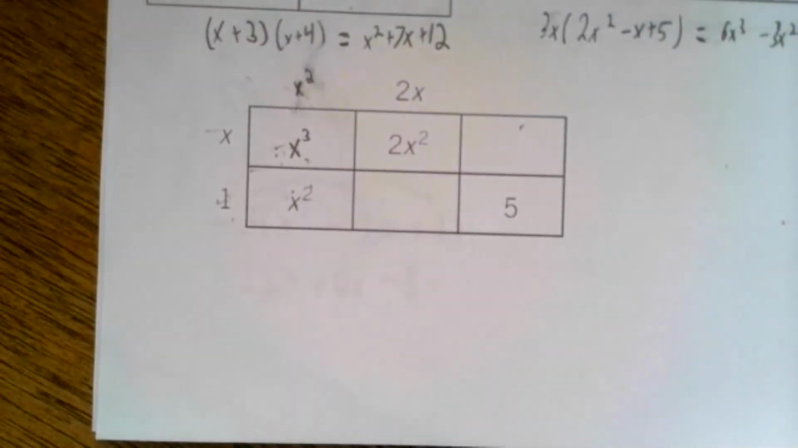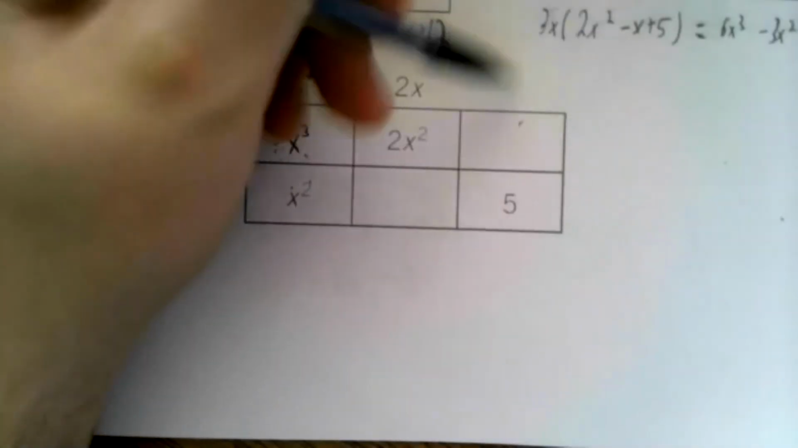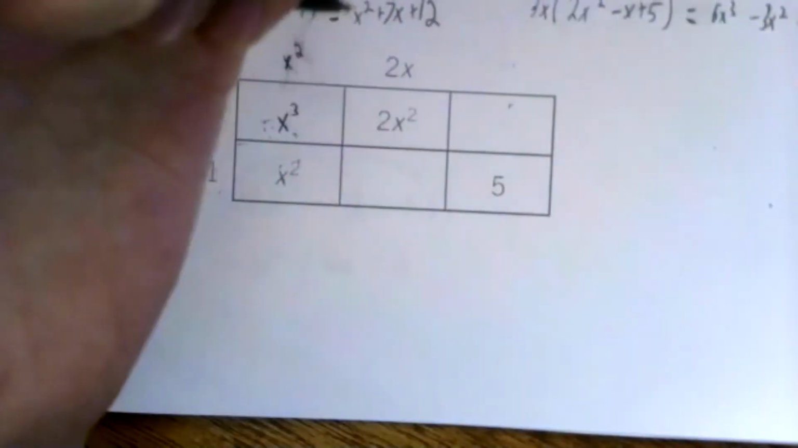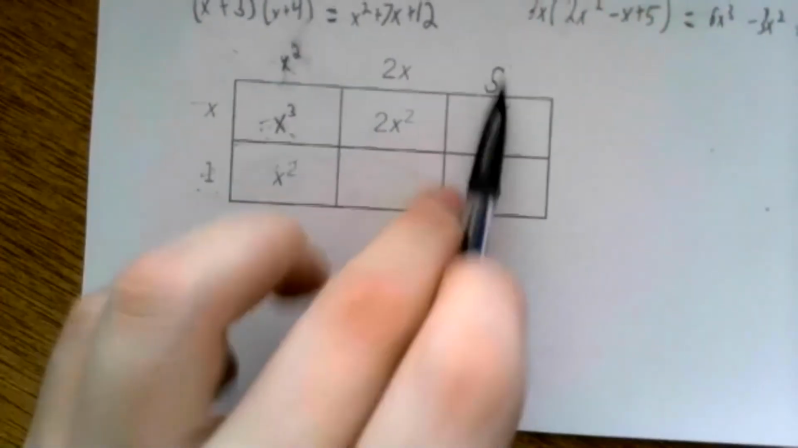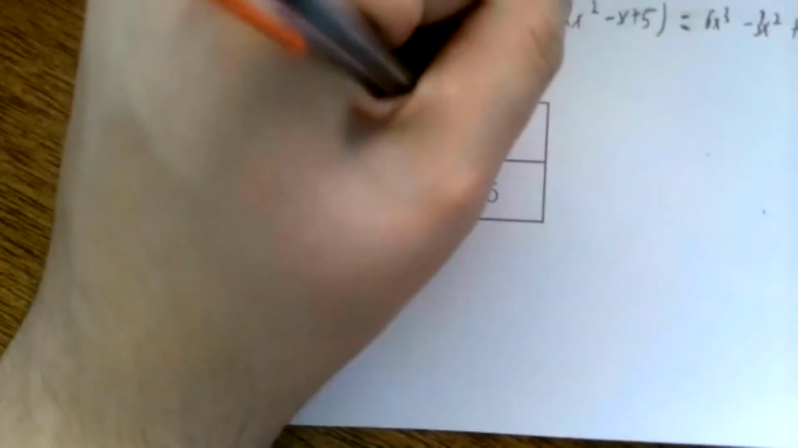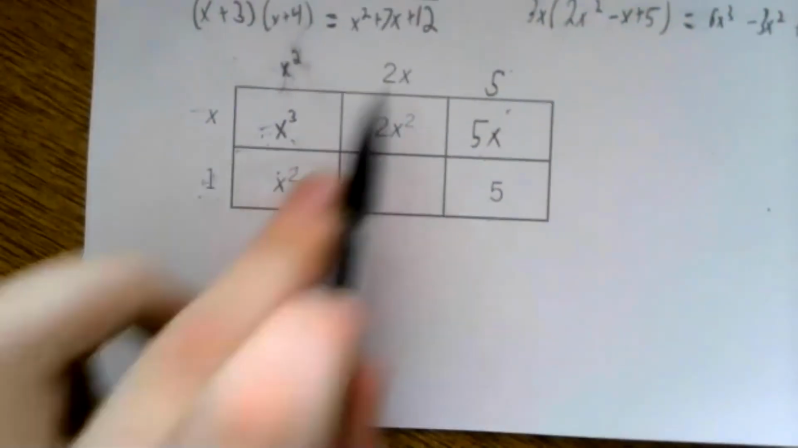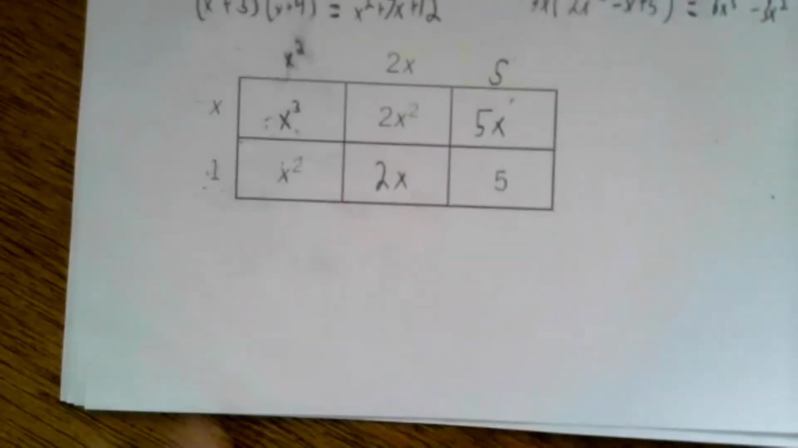What's the next thing that we can fill in? We still have 2 boxes and then whatever's up here. 5 is up top. Yep, 5 is up top. 1 times something equals 5. It has to be 5. Yep. Okay, so then we have x times 5 equals 5x. And we have 1 times 2x, which is 2x. Yep.